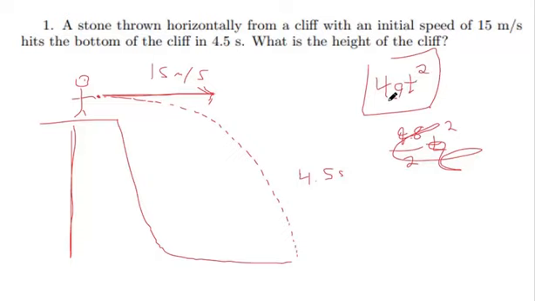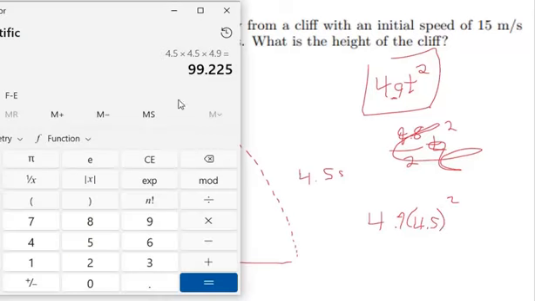This is determining how far it falls after a certain amount of time. And again, the initial velocity isn't impacting how far it's falling. Only gravity is influencing that. So all you have to do is plug in 4.5 for t, and then simplify, and that'll tell you how far this thing has fallen.